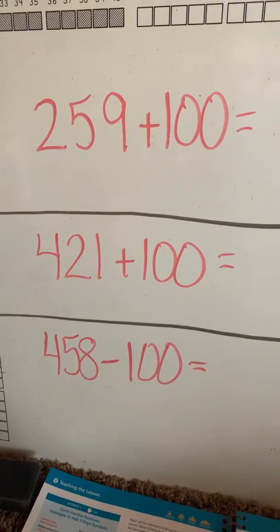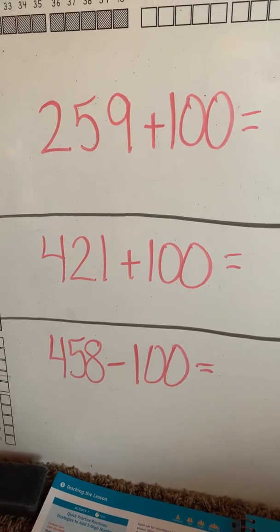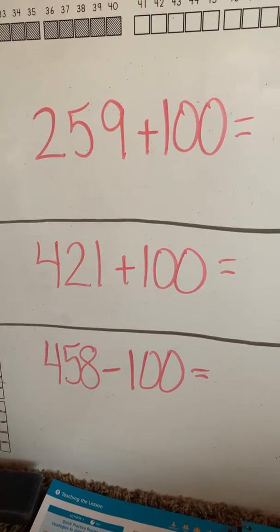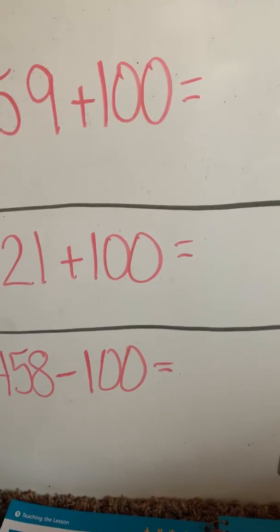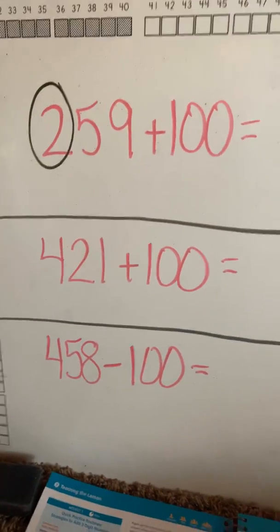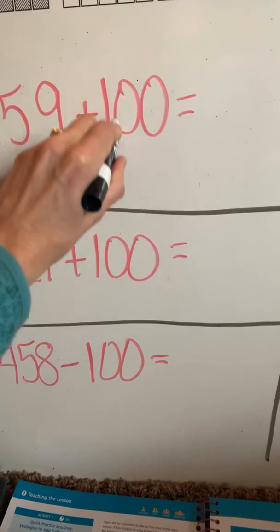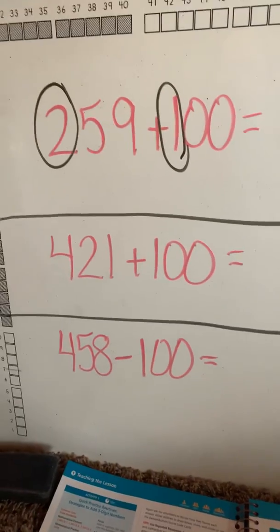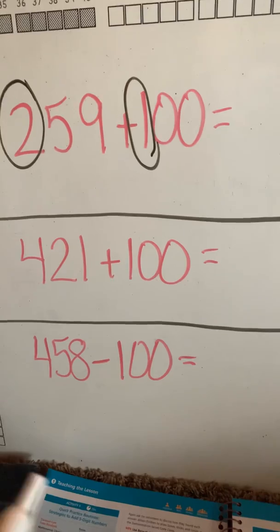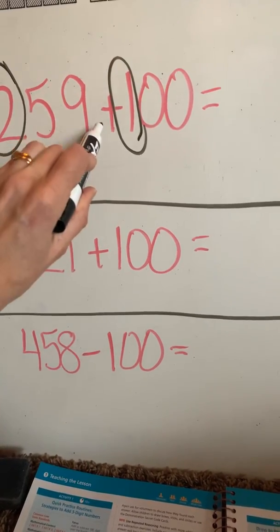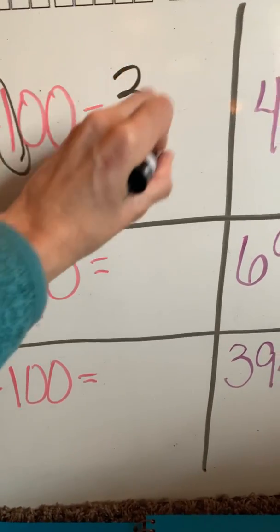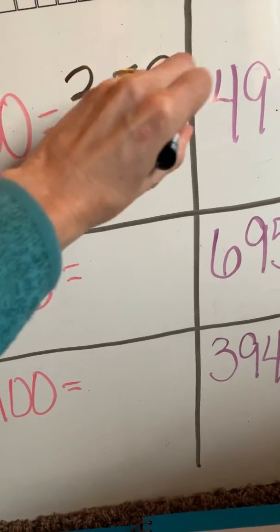What if we are going to add 100 to these numbers? If you look at 259, how many hundreds do you already have? You're right, you already have 2. So 2 plus 1 more 100 would be how many? 2 plus 1 is 3, so it would be 300, and then 59 stays the same. So the answer would be 359.